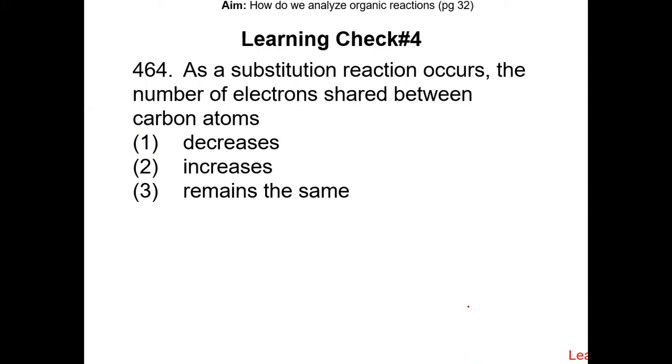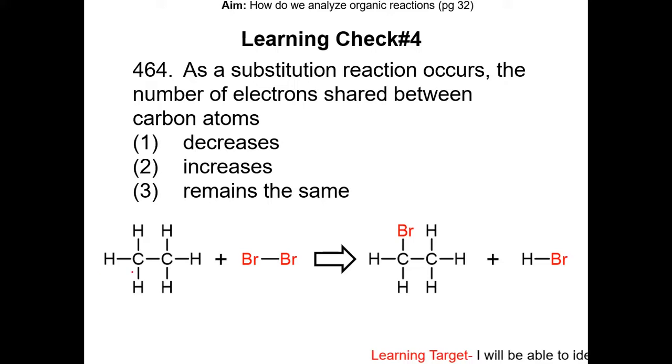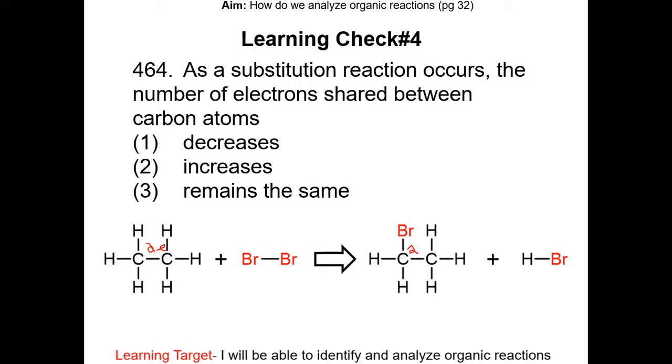Learning check number 4. As a substitution reaction occurs, the number of electrons shared between the carbon atoms does what? Pause the video. Resume as completed. Let's analyze a substitution reaction. In the reactants, there is a carbon-carbon single bond, which is 2 electrons. In the product side, the carbon-carbon bond is a single bond, which is also 2 electrons. Therefore, the answer is choice 3. It remains the same.